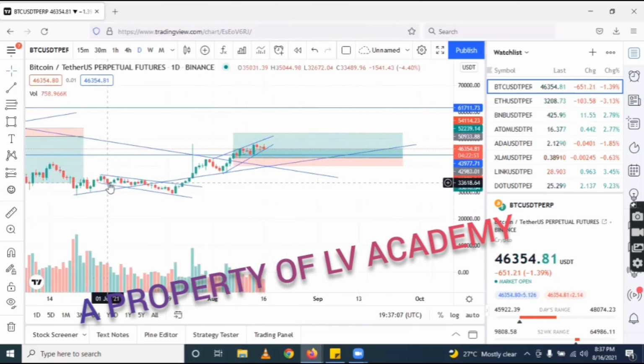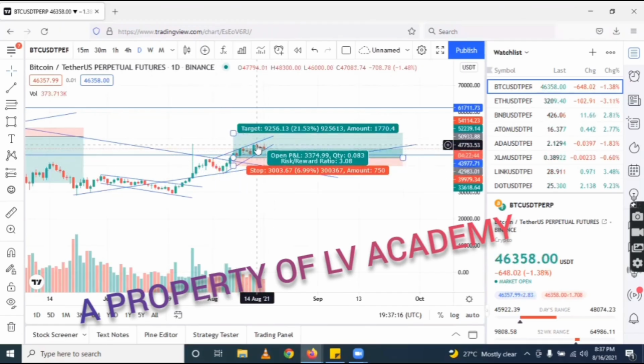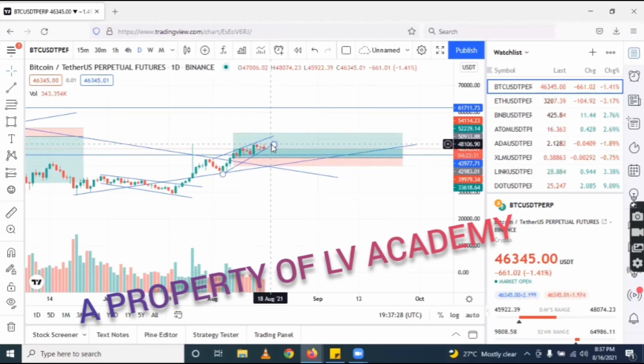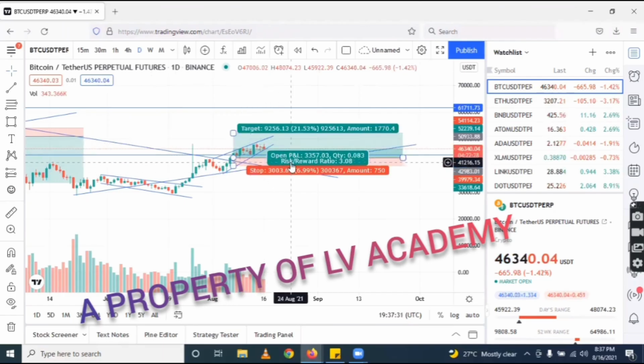So you just look at it: it comes down, goes back up, comes down. That's a perfect example of a channel. Same thing here. It came down here, went back up, came down, went back up, came down again. It's going back up again. You might see it at 47, 48, 49 again. It is very possible. It touched 48,000 today, so it is very, very possible.